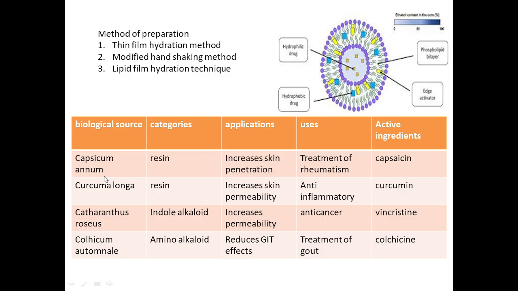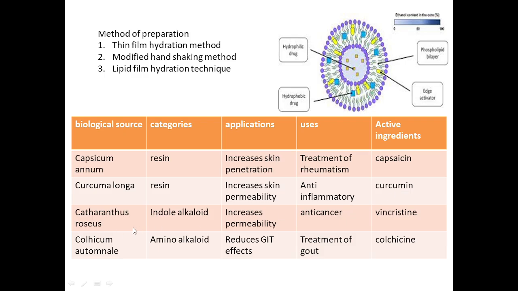Some examples of herbal transferosomes include Capsicum annuum as the biological source. Category is resin. Application is it increases skin penetration, treatment of rheumatism, and the active ingredient is capsaicin. Curcuma longa, the category is resin. Increases skin permeability. Anti-inflammatory is the use, and curcumin is the active ingredient.